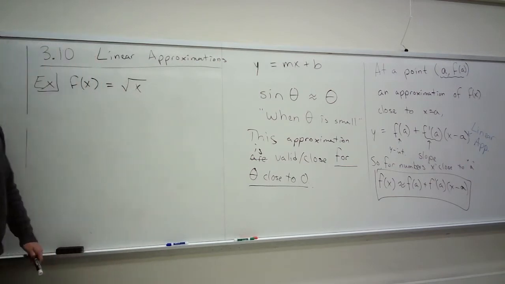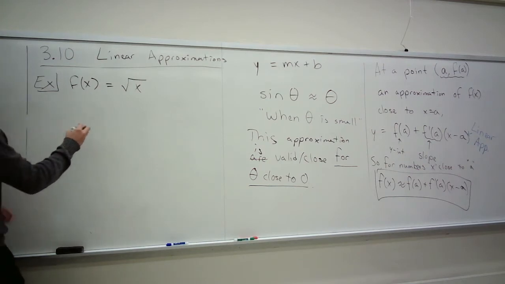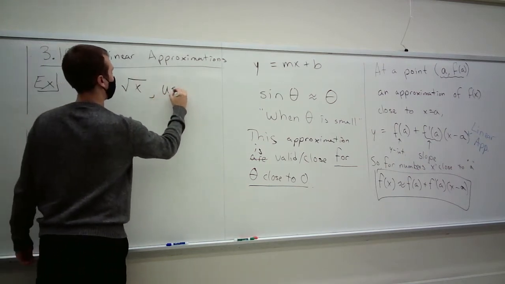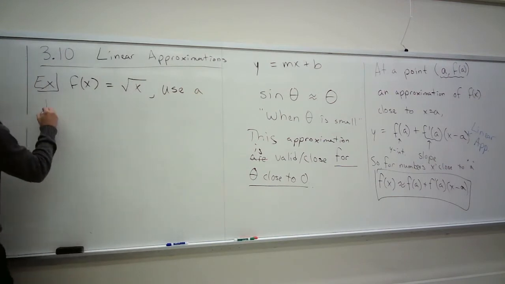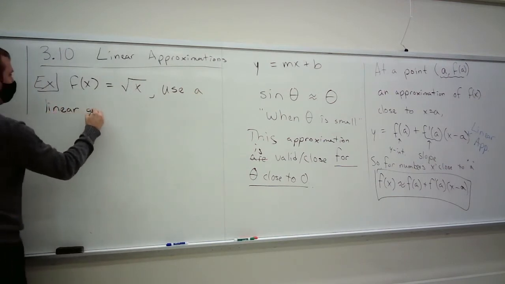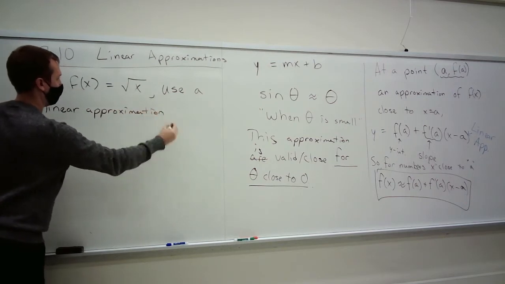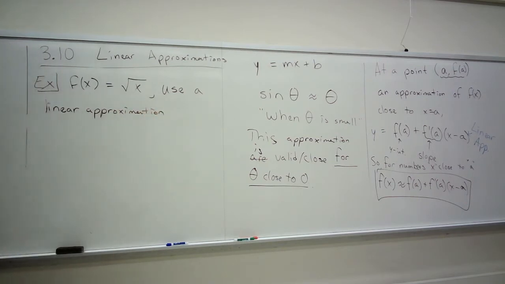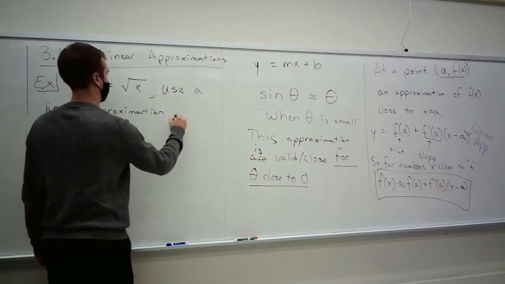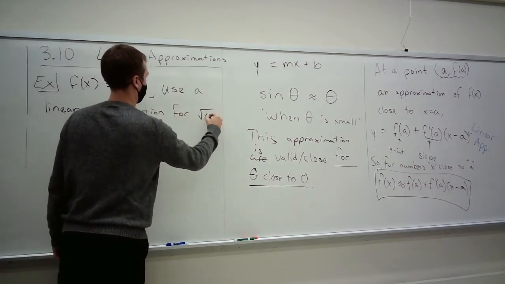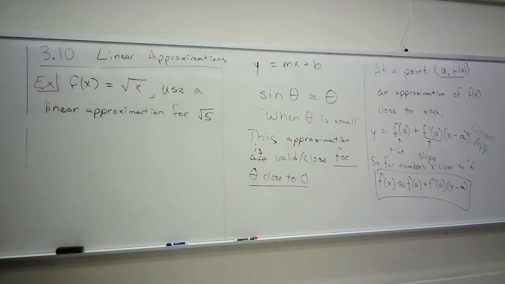Okay. Let's go ahead and find our linear approximation. And we'll use that to find, say, some square root that we don't know off the top of our head. Right? So let's say like the square root of 5. I don't know what that is.